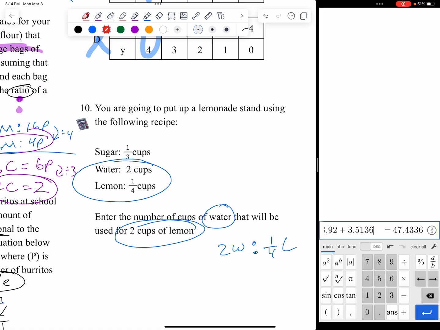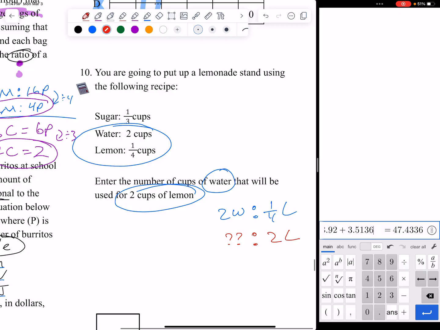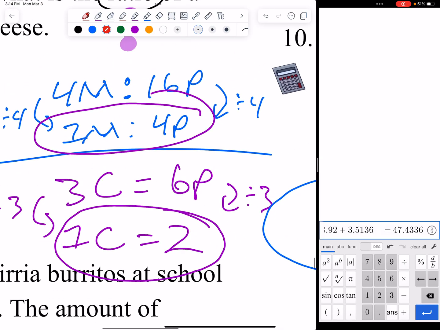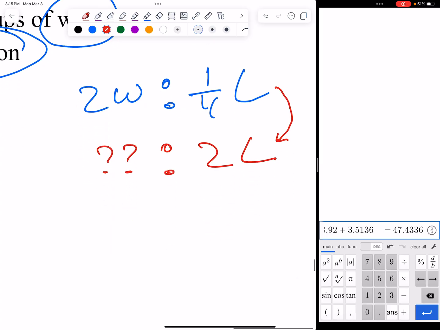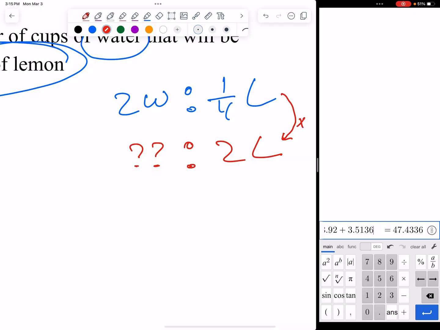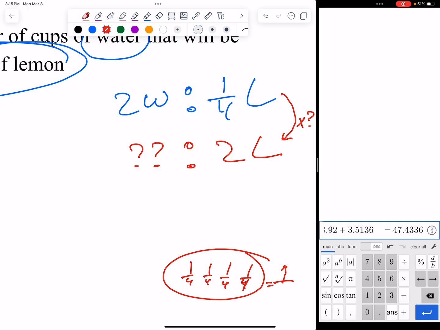So now what they're saying is, how much water am I going to need if I use 2 cups of lemon? So same setup, right? You see, it's the same thing I've been doing before. So in this case, I'm going to be like, how many times does 1/4 fit into 2? So times what, basically? Well, if I have a fourth, a fourth, a fourth, a fourth, and I notice I stopped at 4 of them give me 1 whole, right? So if I want 2 wholes, then I need another 4.